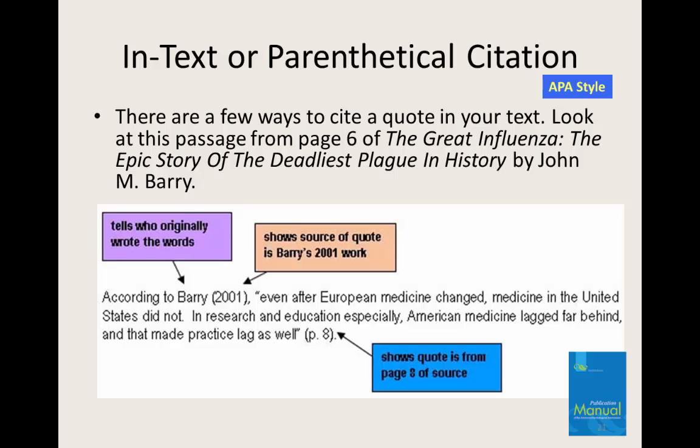So there are a few ways to cite a quote in your text. Look at this passage from page 6 of the book The Great Influenza: The Epic Story of the Deadliest Plague in History by John M. Barry. So we're presented with our quote. According to Barry (2001). So Barry tells who originally wrote the words, and the 2001 shows the source of the quote is Barry's 2001 work. That's our in-text citation.